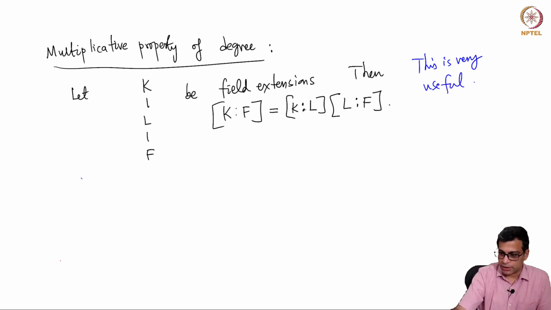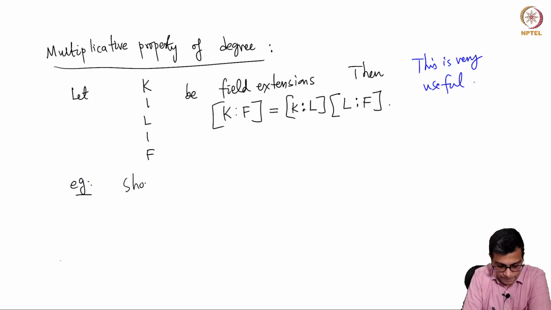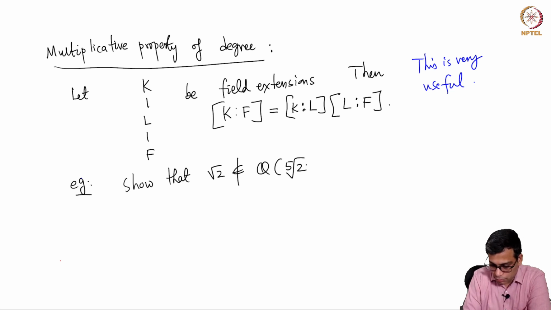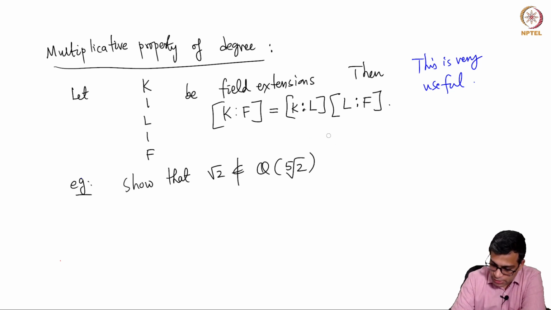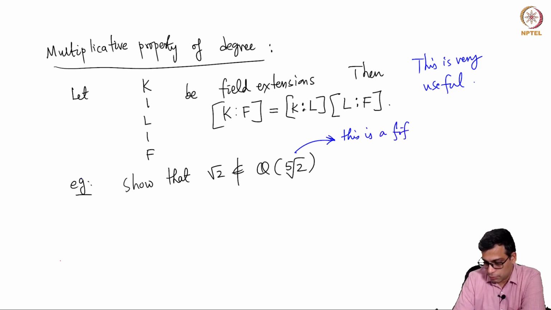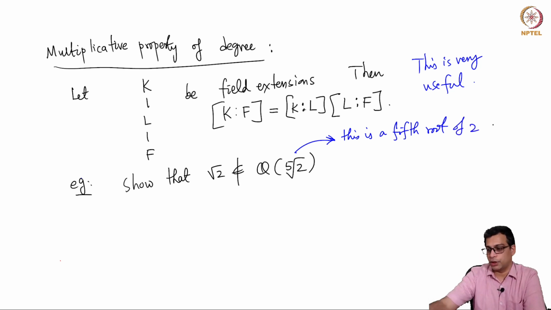So, for example, let us apply this to the following situation. Show that root 2 is not in Q adjoint fifth root of 2. There are lots of fifth roots of 2 in C; I take one of them, in fact I can take the real fifth root. I claim that root 2 is not there.